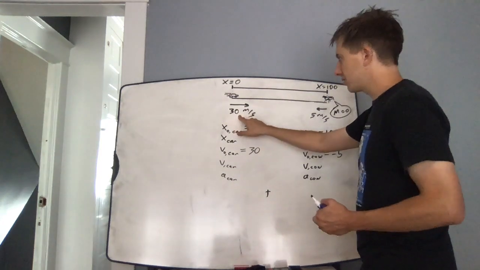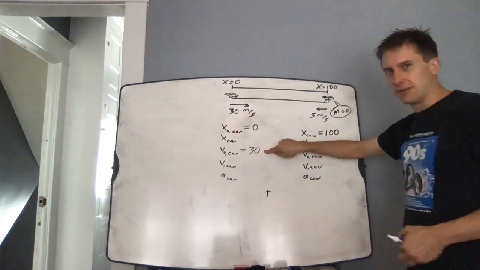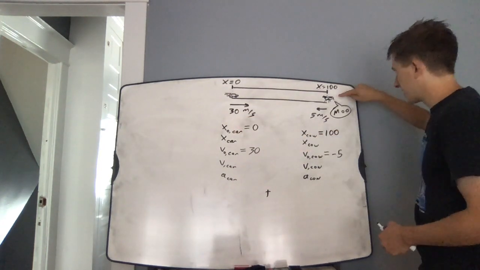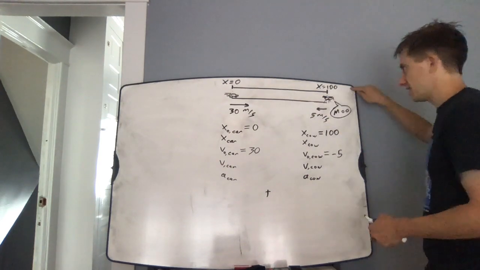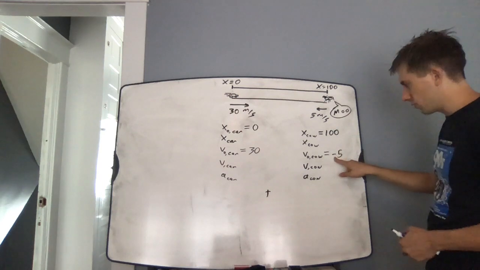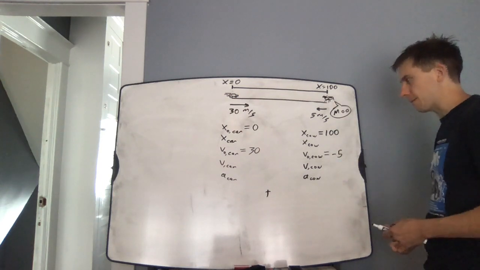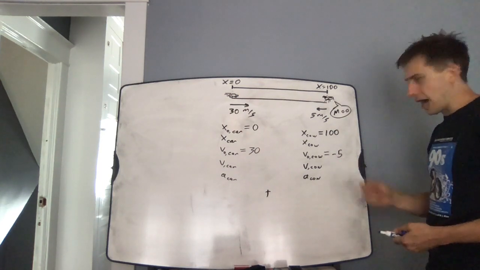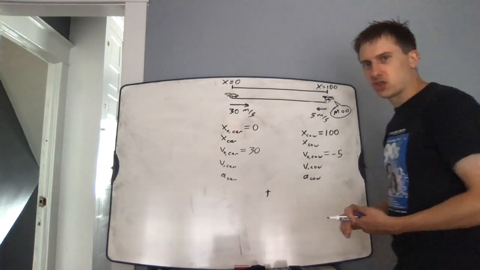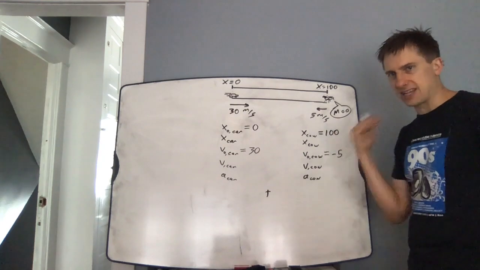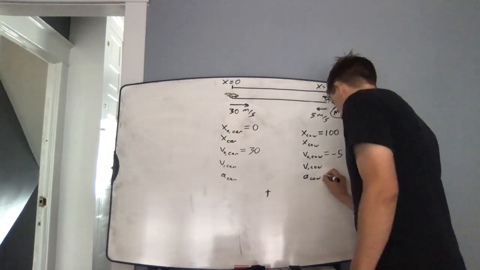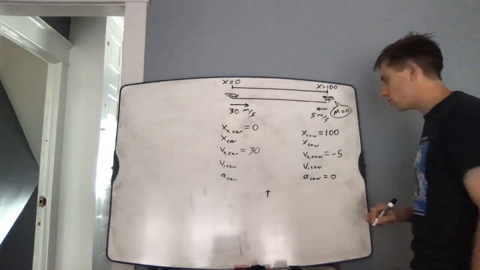The car is moving to the right, so the car has a positive initial velocity. The cow is moving to the left. So because right is the positive direction, the cow initially has a negative velocity. We are told that the cow is just going to keep walking at a constant velocity. It will never change how fast it's walking. So that means the acceleration of the cow is going to be 0.